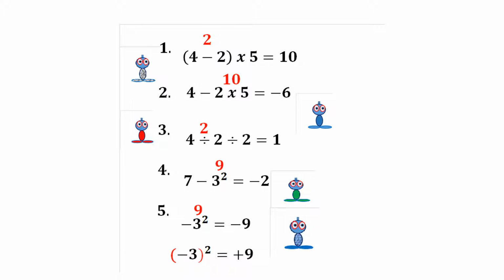Our next problem, we have 7 minus 3 squared. That's an exponent. So before we do anything, we're going to do 3 squared. Now 3 times 3 is 9. Now we have a new problem, 7 minus 9, that's negative 2.